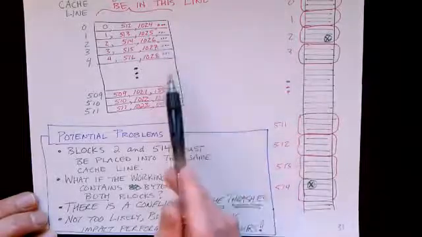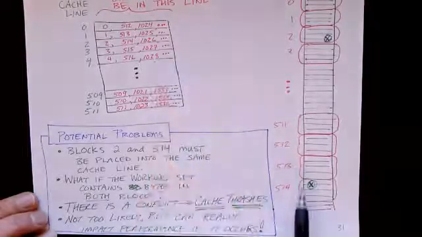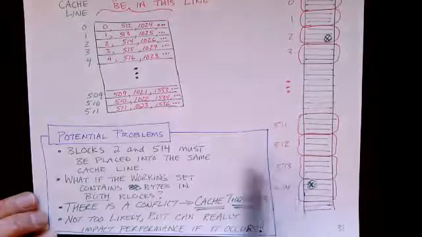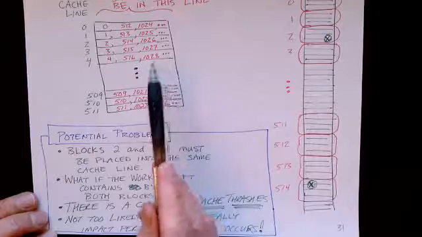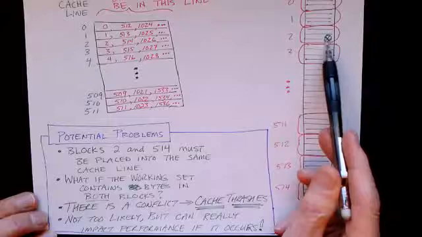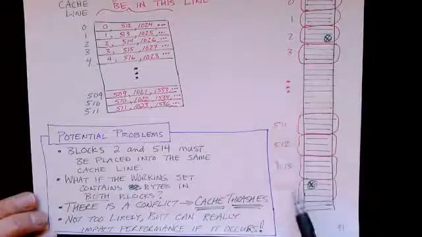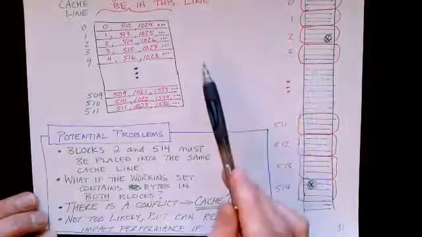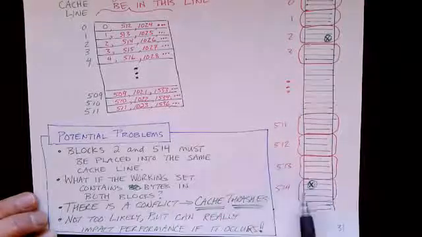And then very soon thereafter, it might need this byte. So it evicts block 2 and moves block 514 into the same spot. And then it accesses this. And then perhaps it needs to go back and access this byte again. Well, it'll have to evict 514 and move block 2 back into the cache. So you can see what's going on.